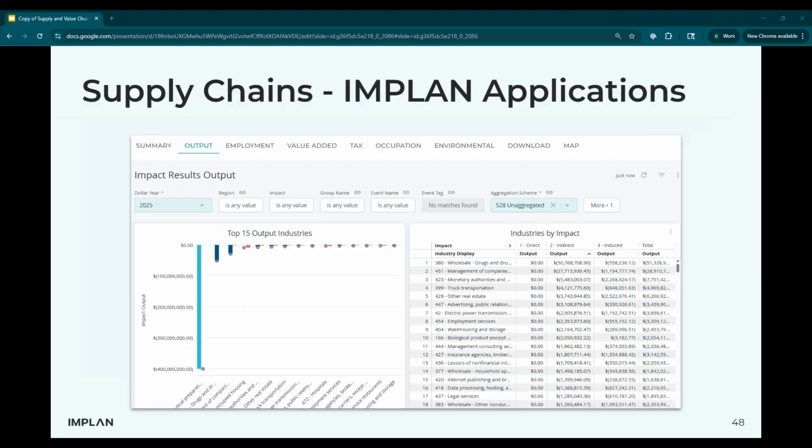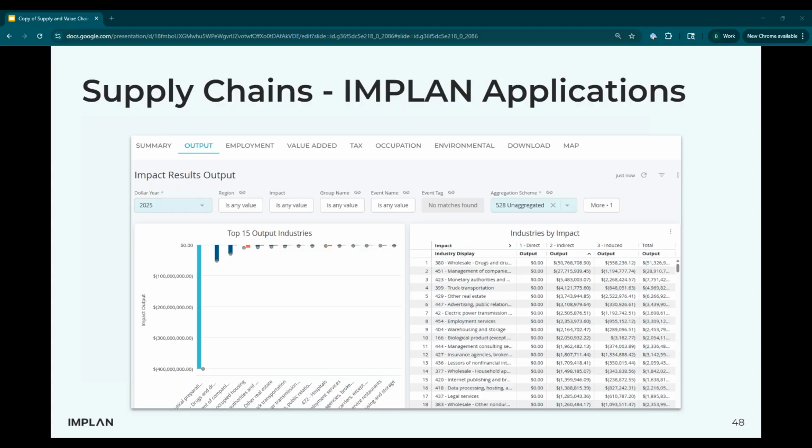So we look at the output tab, right? What other sectors in the supply chain are going to be affected? Wholesale drug trade, management of companies, banks, truck transportation, advertising, electric power, employment services, warehousing, right? These are going to ripple through the supply chain. And it's going to hit a lot of these harder because a lot of these are locally sourced, right?